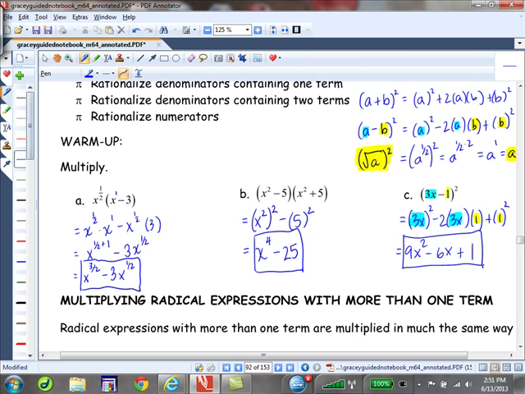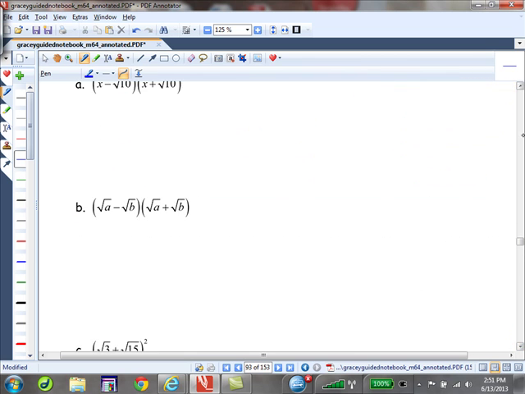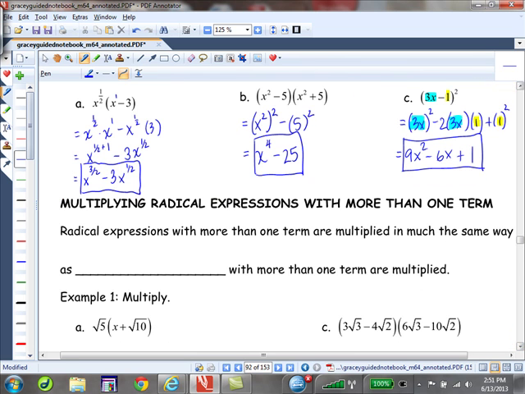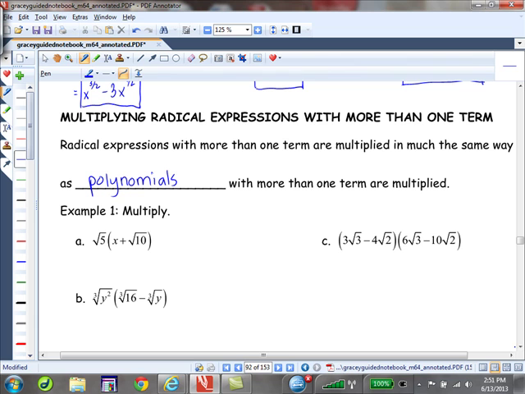All right, multiplying radical expressions with more than one term. Radical expressions with more than one term are multiplied in much the same way as polynomials. So, the main difference here is that you may be able to simplify some of the radicals after you're done with the initial multiplication. So let's see what we end up with here.